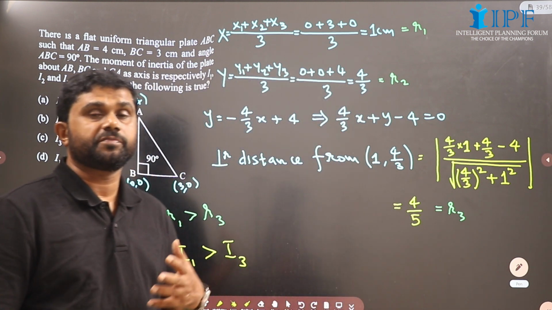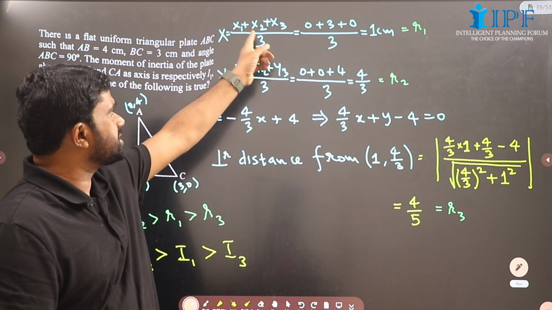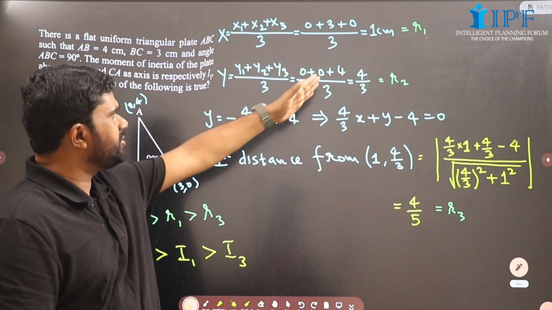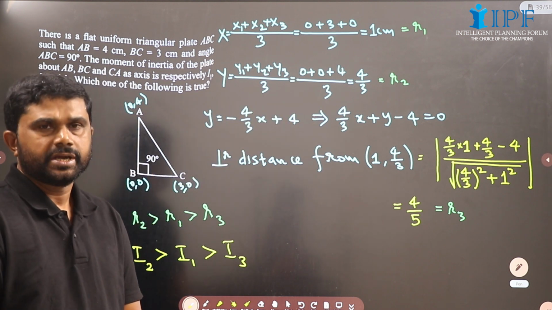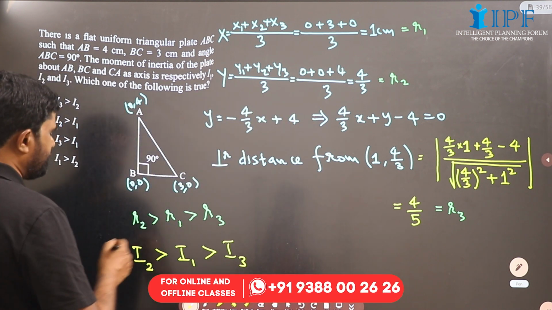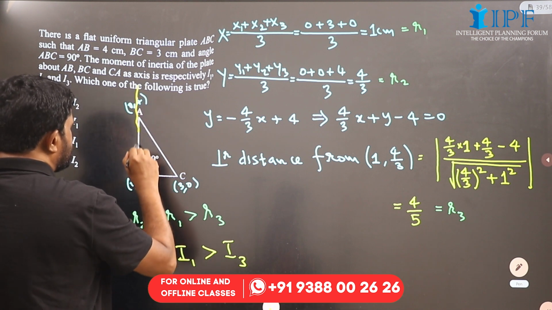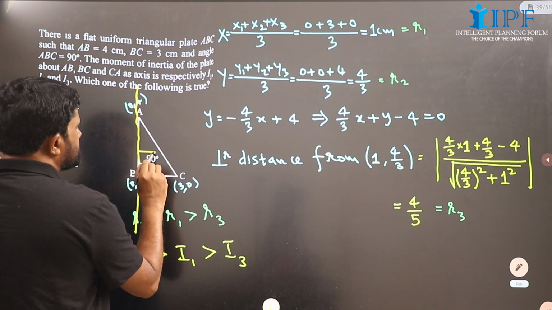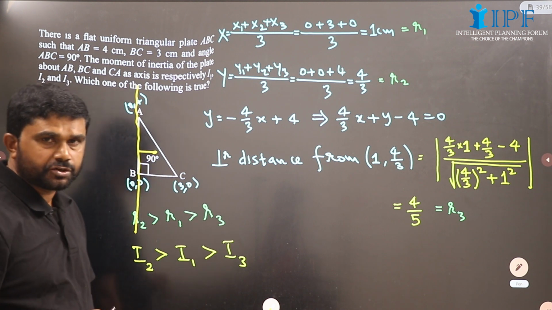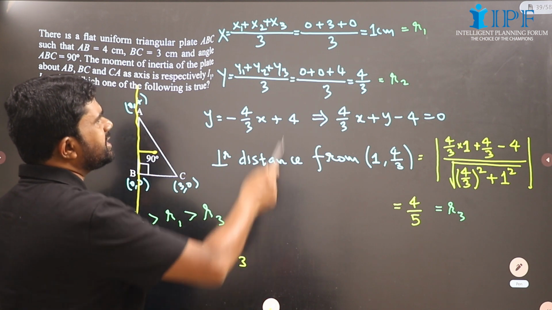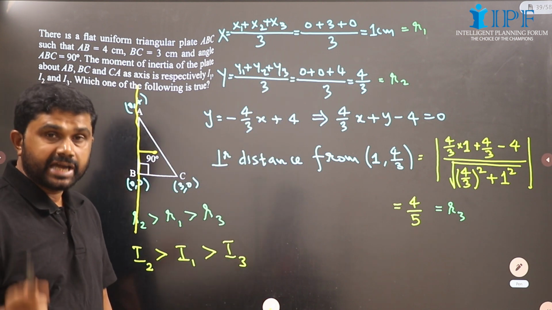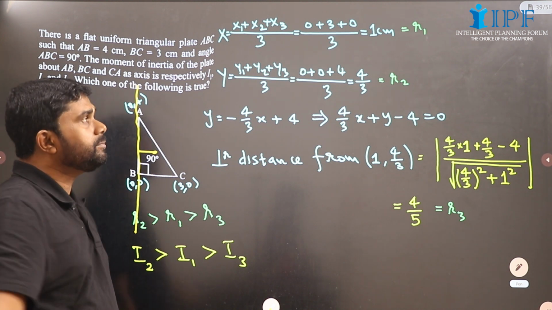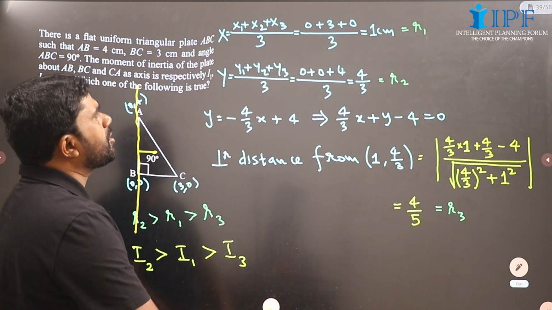The coordinates of the center of mass: the x coordinate is (x1 plus x2 plus x3) by 3, that we will get 1, and the y coordinate similarly we will get 4 by 3. Okay, and see, this is the first axis. The distance of the center of mass from this axis will be the x coordinate of the center of mass, and that is equal to 1 centimeter. That is the distance of the center of mass from the first axis, and let me represent it as R1.